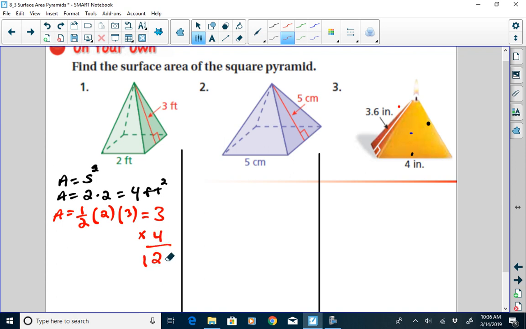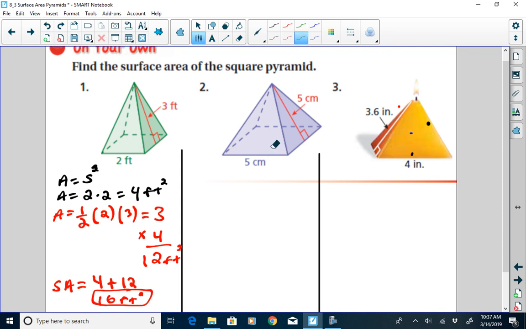And that 12 square feet is going to give me the area of all of the triangular faces. So my surface area is going to be equal to the 4 square feet of the square base plus the 12 square feet of the triangular faces. 4 plus 12, my surface area is going to be equal to 16 square feet. All right, let's try our next one.